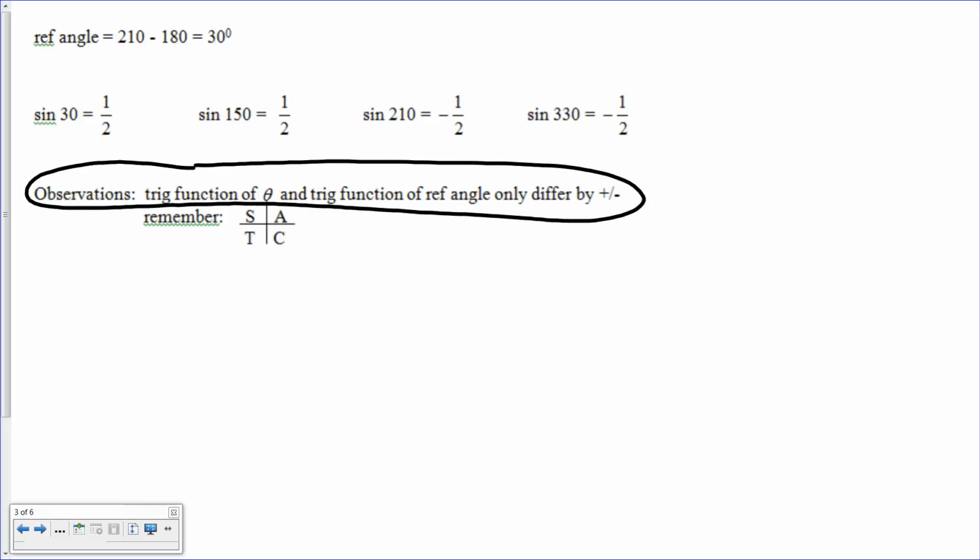Your table that you have has all angles between 0 and 90 degrees with special angles between 0 and 90 degrees. And so if you can get a reference angle in that quadrant, you can use that table to get these numbers.